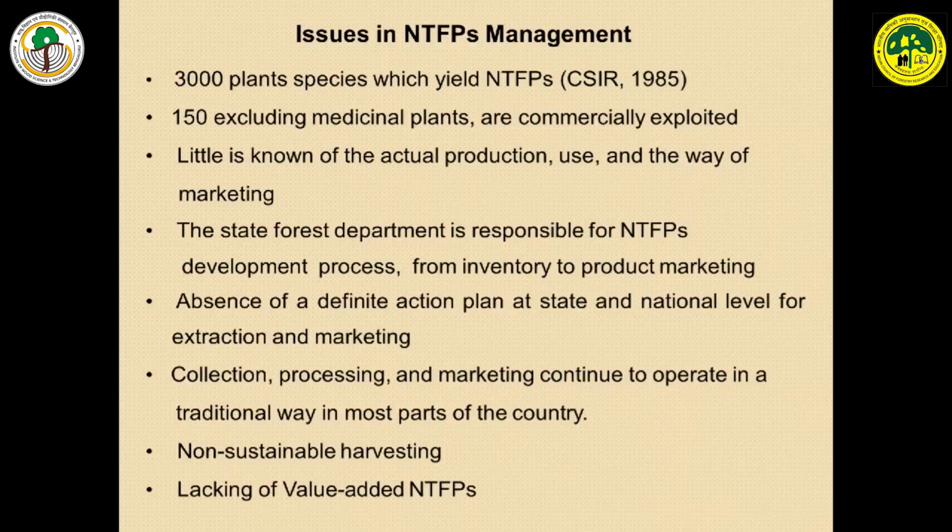So this is a small list of the major issues in NTFP management. As of now, you can see the list goes on actually. CSR has documented that there are around 3,000 plant species which yield NTFPs. So this is a documented list. 150, excluding medicinal plants, are commercially exploited. Other than medicinal plants, there are so many other plants which are exploited commercially, either for dye extraction, tannin extraction or essential oil extraction. So there are 150 plants contributing in a huge way to the economy.